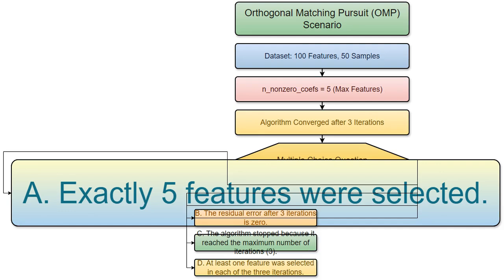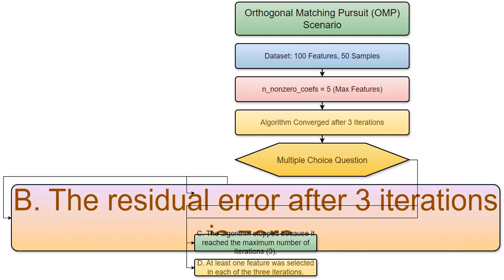This statement is potentially wrong. The algorithm might have stopped before reaching the limit of 5 features if the error in the model prediction becomes small enough. This is unlikely. A residual error of 0 means the model perfectly predicts all the data, which is rare in real-world scenarios. OMP aims to minimize this error.